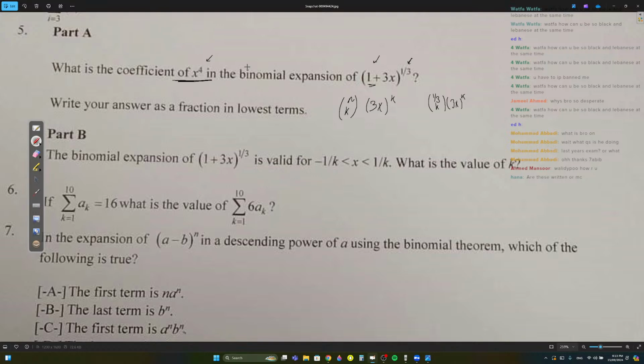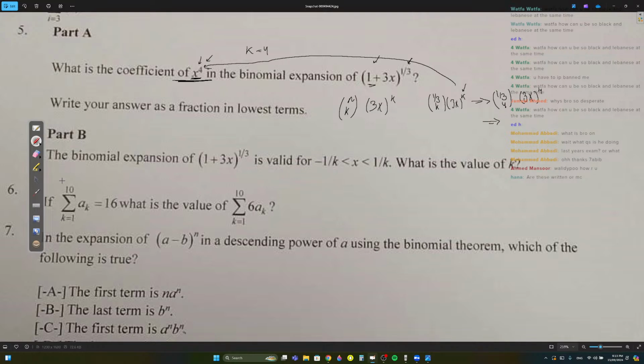We want to know what is k. We want the power of x to be 4. Here, the power of x is k. So, what do I want k to be equal to? K equals 4. So, it's going to be 1 over 3 C4 (3x)^4.